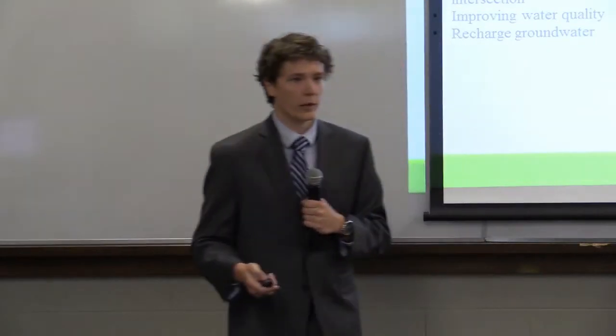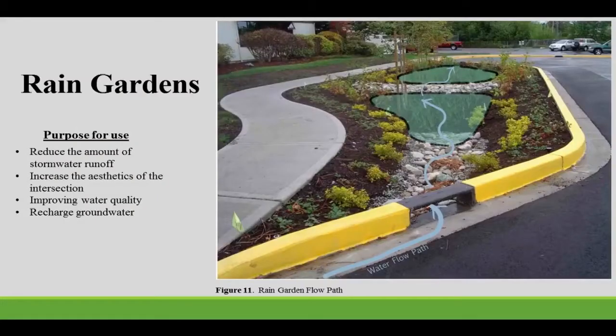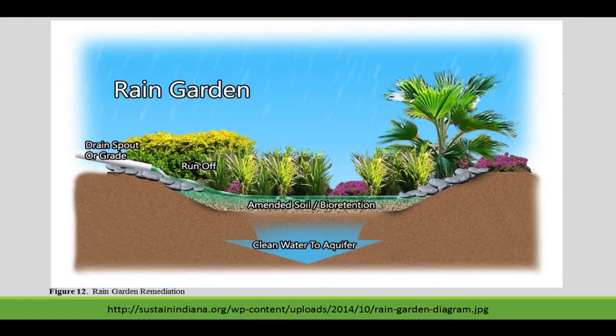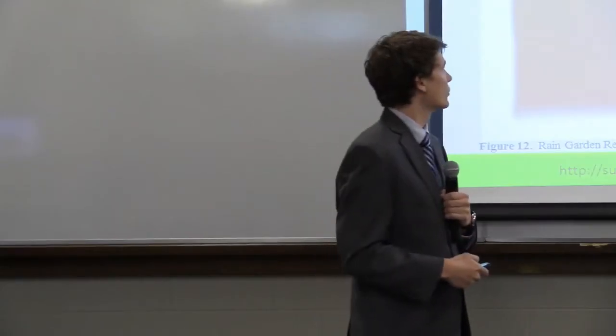And why are we using rain gardens? Well, rain gardens reduce the amount of runoff that you get on site. Also, they increase the aesthetics of the intersection. The flowers and shrubs that you place in them are very pleasing to look at. Also, they recharge the groundwater. They're able to store that water and then soak it in after a period of time and replenish the groundwater. And then you can see the shrubberies and flowers.